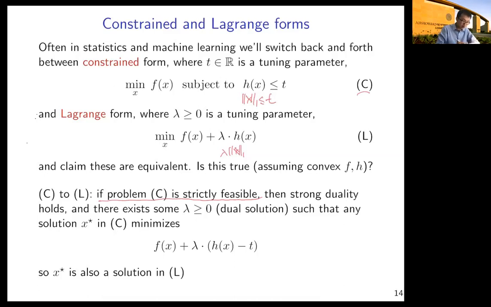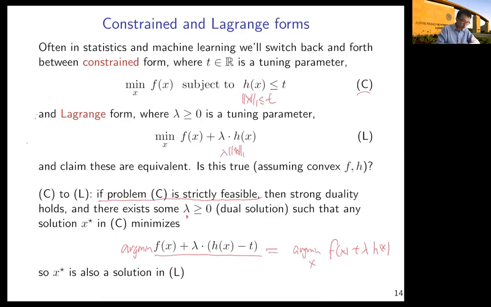Okay, so there's some dual variable such that the optimal solution of this is actually a minimizer of the Lagrangian. But the argmin of this is equal to the argmin of f of x plus lambda h of x. Therefore, the dual optimal solution is actually how we can directly construct the equivalent Lagrange form optimization problem.